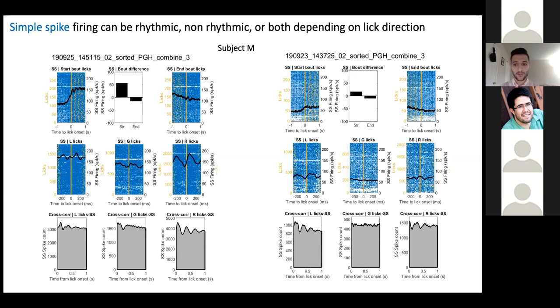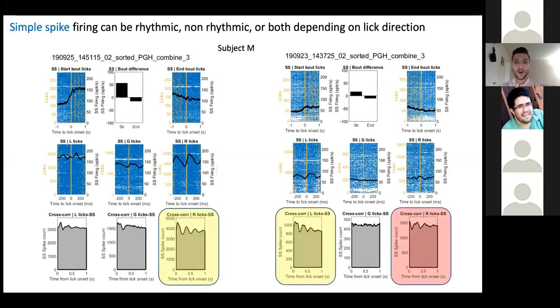And again, that can be captured in this cross correlation. Here we have 2 rhythmic bursters and 1 rhythmic pauser. And the case on the right is that this discrepancy in whether it's rhythmically pausing or bursting can be seen within the same cell, but for different directions. So perhaps it might suggest some sort of directional based tuning in the simple spikes of this cell.